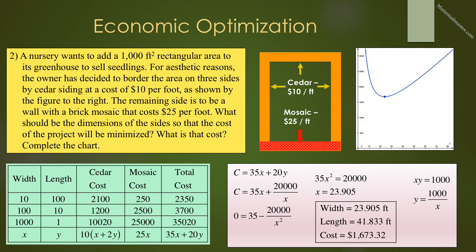We see the graphical confirmation and the minimum at the point 23.905 and 1673. It is clear that there is no maximum cost. We can make one of the sides as large as we want, and the other side will become very, very small. Therefore, either the mosaic or the cedar cost will be astronomical.